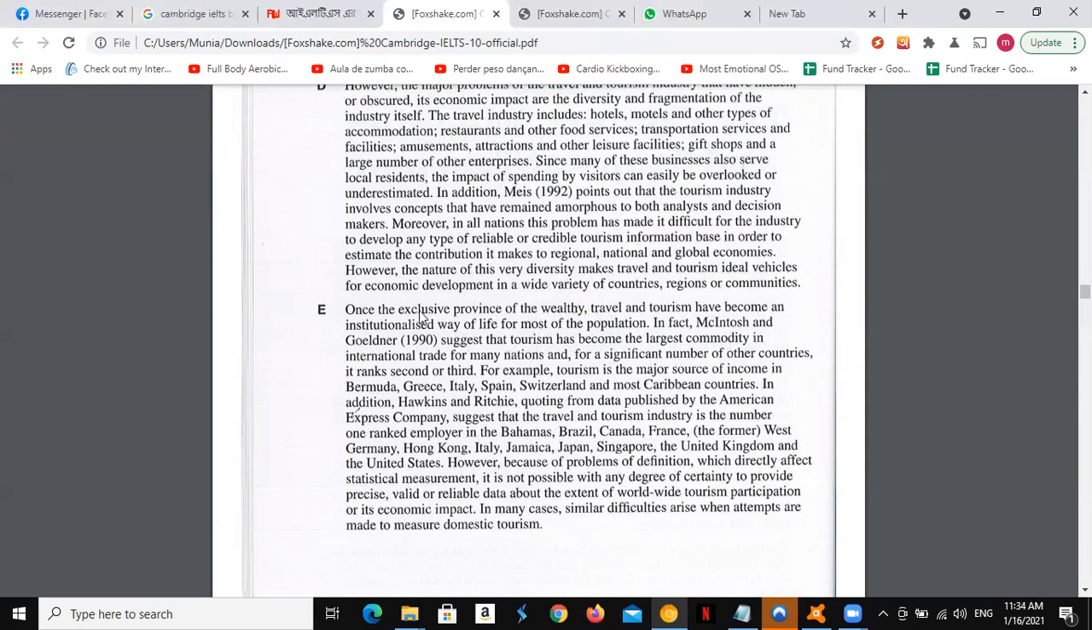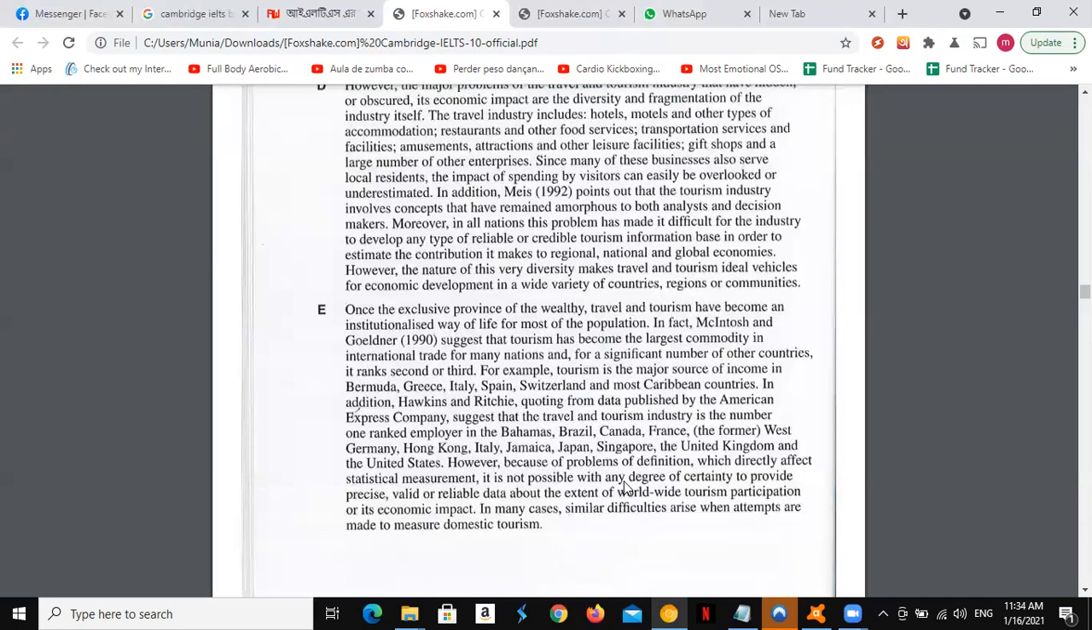So let's read it. All the exclusive profits of the wealthy, travel and tourism have become an important way of life of the population. In fact, McKinsey and Gondar suggest that tourism has become the largest commodity in terms of trade for many nations. And they also provided some income source data of the different countries in the world. So you can just skip them all and let's start from here.